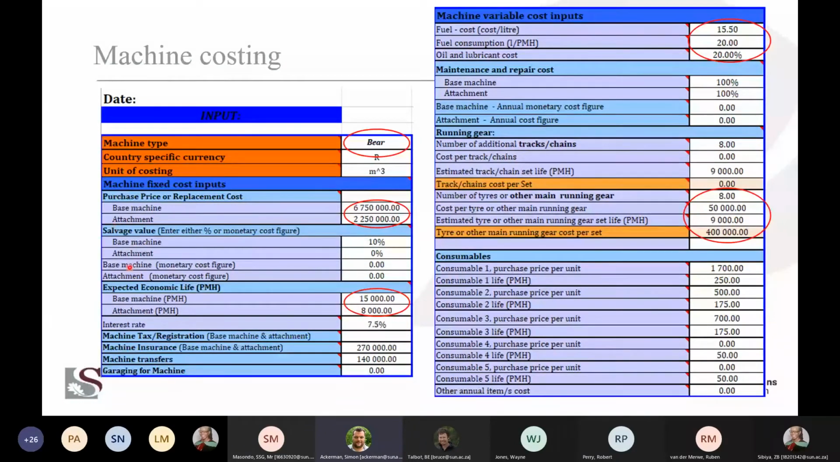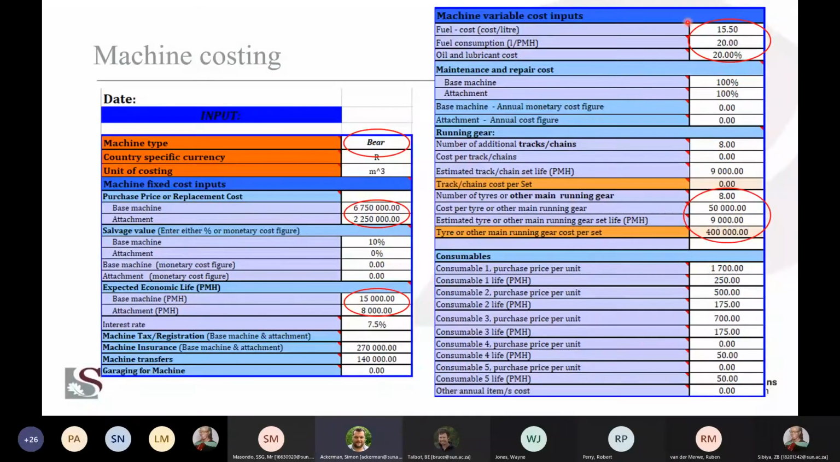It divides the machine costing into fixed costs and then variable costs. Fixed costs include the purchase price of the machine and the attachment here being the head. Salvage values, how much we eventually want to salvage from these machines: 10% for the base machine, nothing for the head. Economic life, 15,000 hours for the base machine, 8,000 hours for the head, and then system interest rate of about 7.5%, and then other little factors like insurance and transfers of the machine.